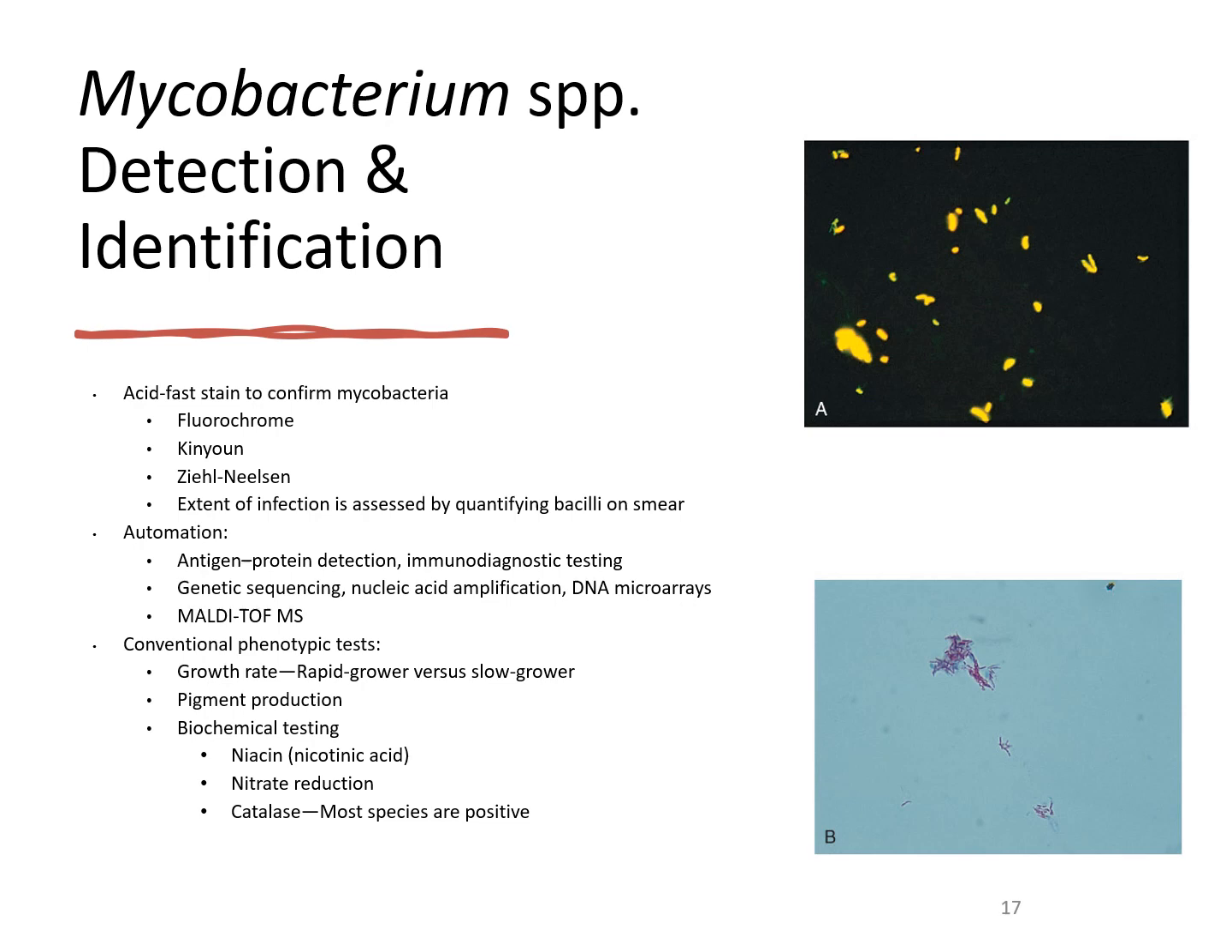There are a couple of different techniques. You see an example of a fluorochrome acid-fast stain up top, and then you have the Kinyoun stain at the bottom, where you actually see those pink rods. And then of course you have automation, where you're looking for different antigen proteins, genetic sequencing, nucleic acid testing, DNA testing. And if you're doing conventional methods by growing it in the lab, you're trying to determine the growth rate of the organism to help classify it.